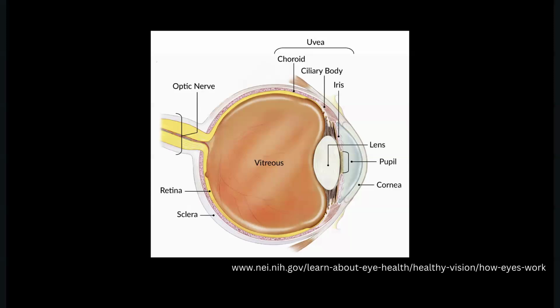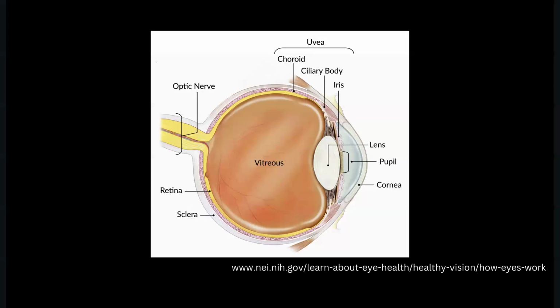Retina. This light-sensitive layer at the back of the eye converts light into electrical signals for the brain. The retina is home to the macula, a small central area of the retina that provides sharp, detailed central vision. Optic nerve. This nerve transmits the electrical signals from the retina to the brain. The sclera. That is the white part of the eye that provides the structure and the protection, and it surrounds most of the eyeball. Even though our eyes are pretty small, they have an important job of informing us of the world around us.